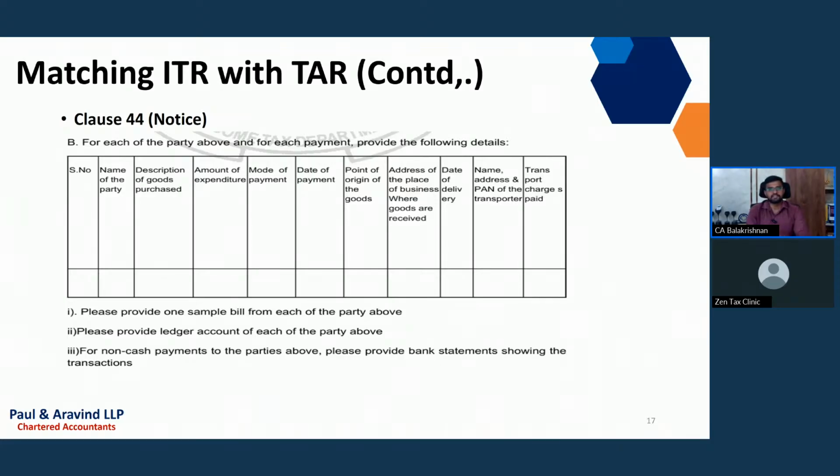Say for example, if the party list is 200, then we need to submit 200 sample bills, and the ledger for each of the above parties. For non-cash payments such as electronic mode, we give the bank statement, and for cash payments we give the cash ledger along with the parties' ledgers. This much detail has been asked for high values reported in unregistered purchases. So please be careful while filling clause 44 in the tax audit report.